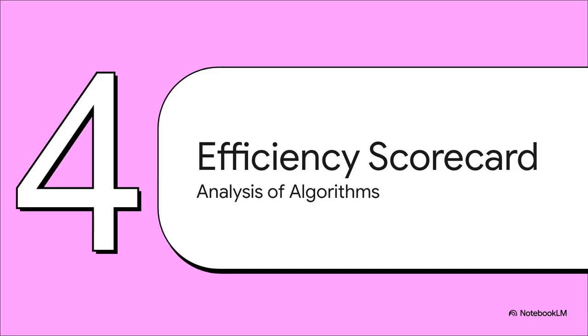Okay, so this brings up a really important question. We've got different data structures, we've got different algorithms. How do we actually measure them? How do we know if one recipe is genuinely better than another one?